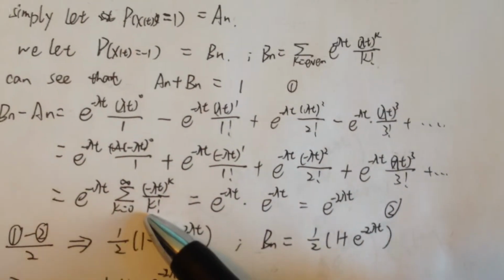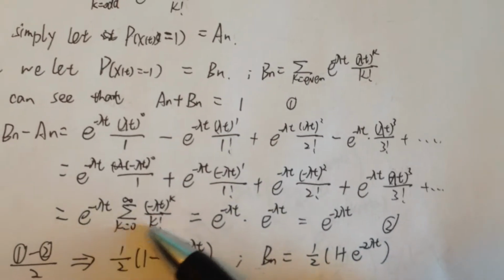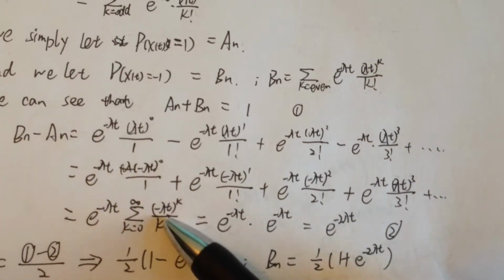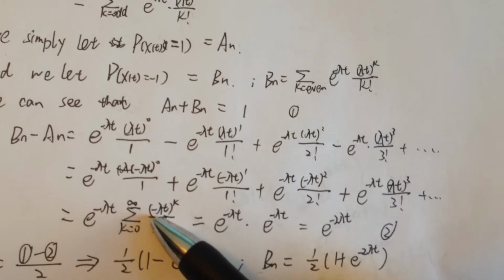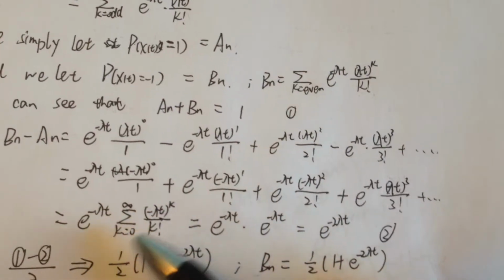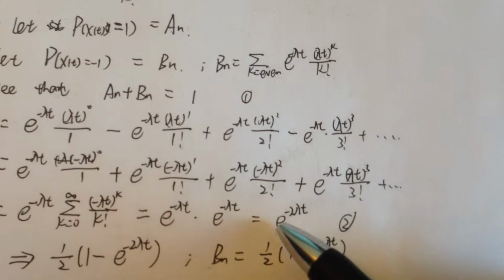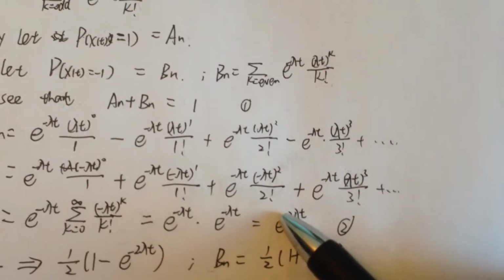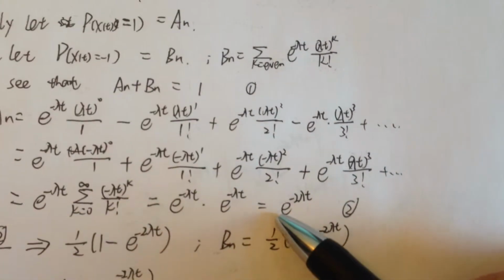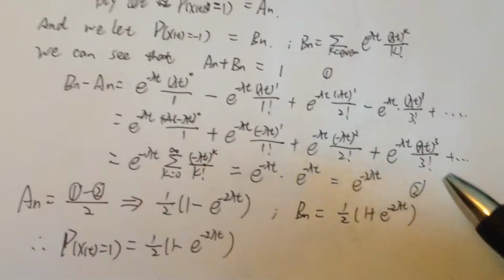And we have known from the property of the Poisson distribution that this term equals the expected value of e to the power of minus lambda t. So it times another e to the minus lambda t. It equals e to the minus 2 lambda t, right?